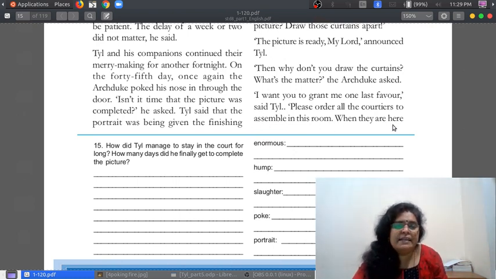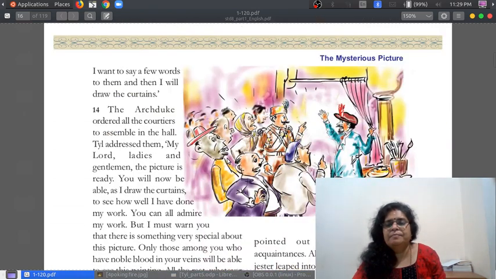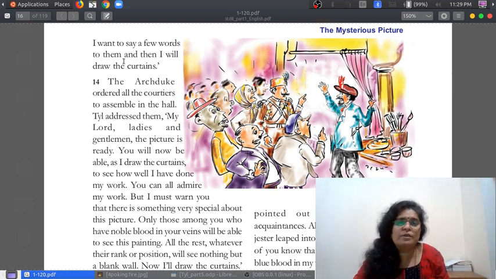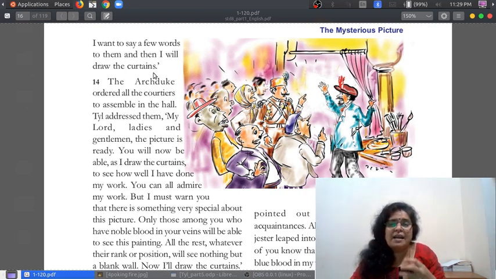When they are here, I want to say a few words to them. I want to talk to the courtiers, and then I will draw the curtains. Okay. After I say some words to them, I will draw the curtains.